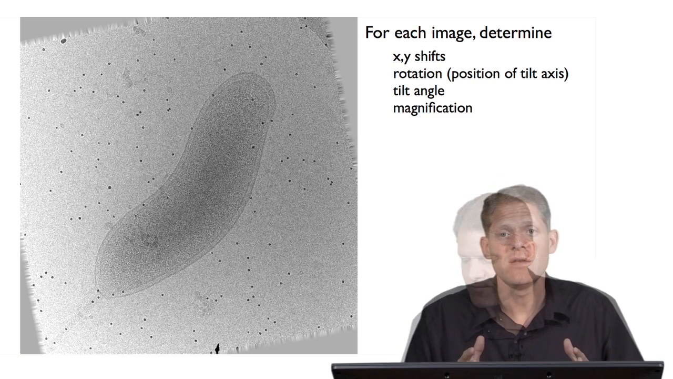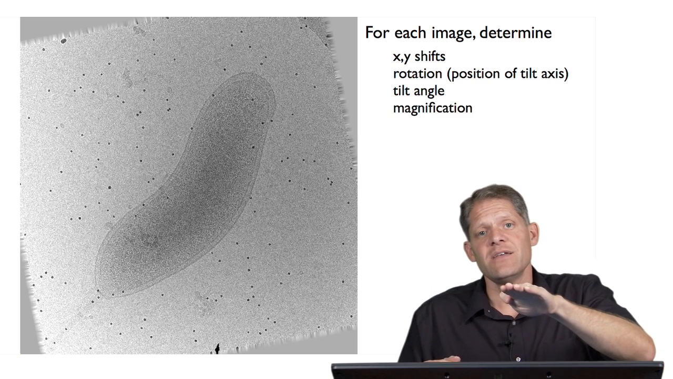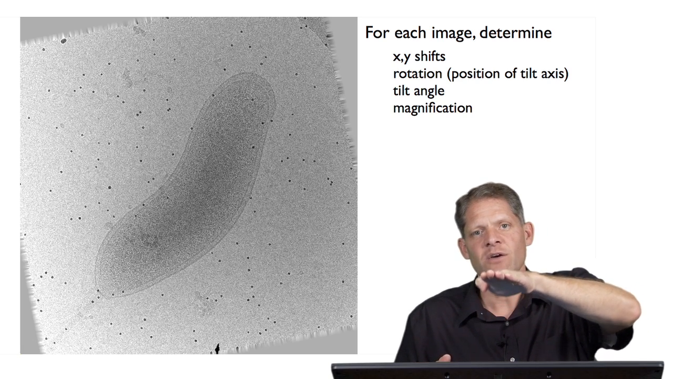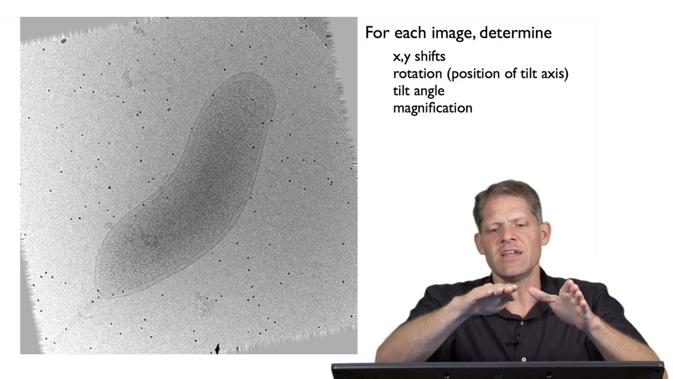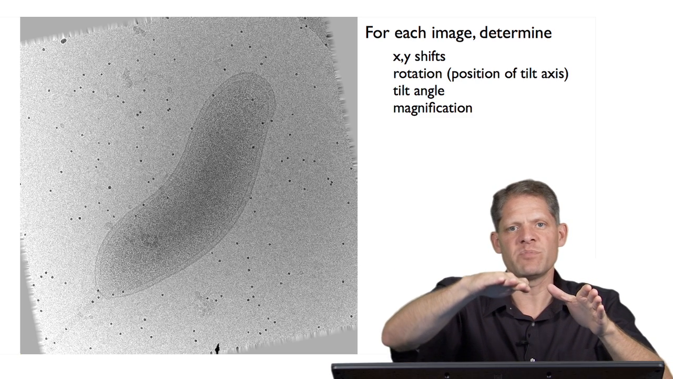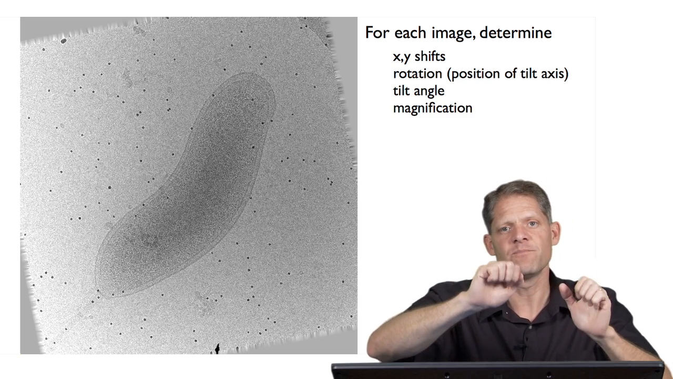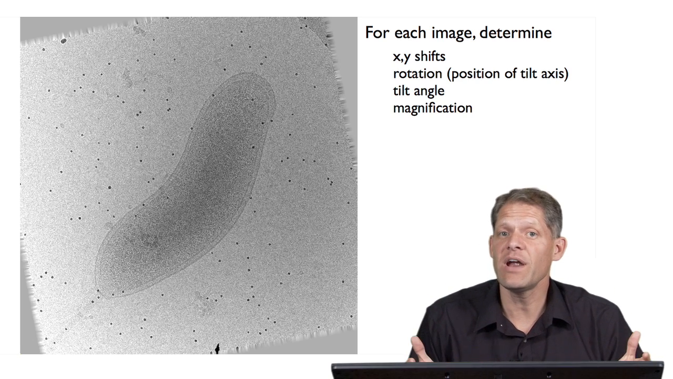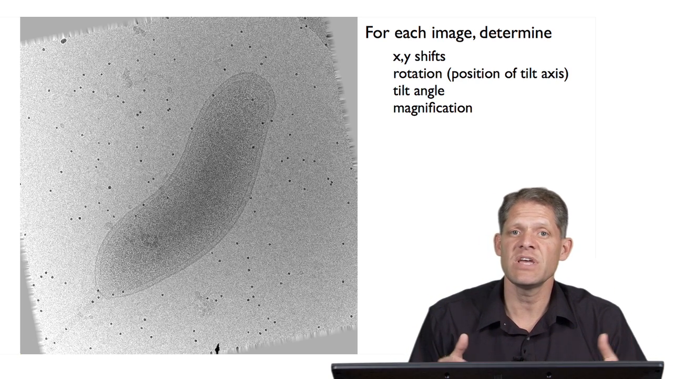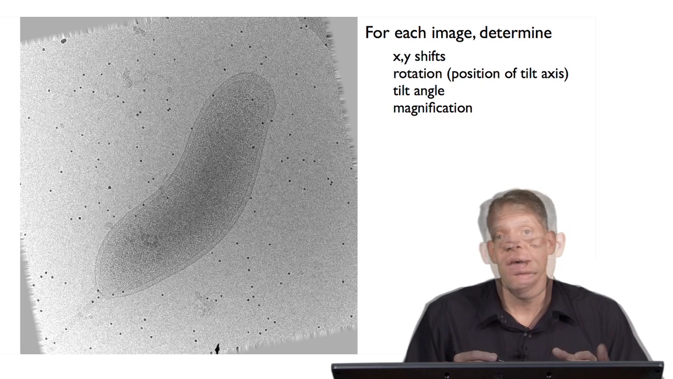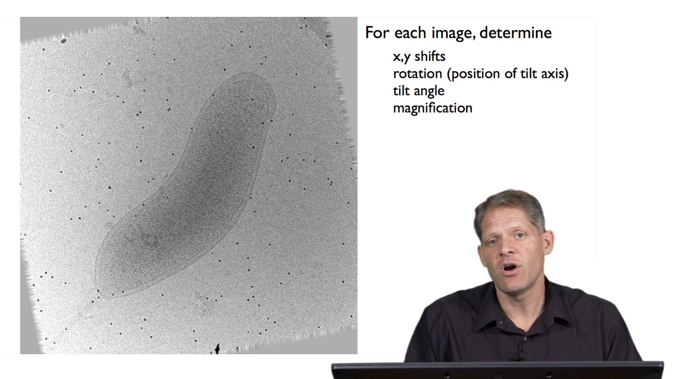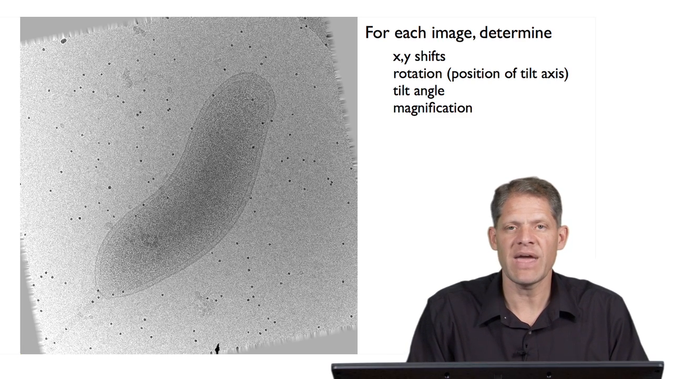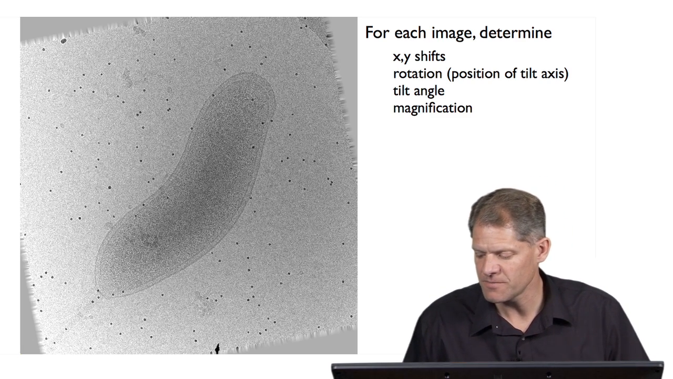tilt angle next. Again, because the sample is actually moving slightly within the objective lens, and it's moving to slightly higher or lower positions as the tilt series is recorded, the magnification of each of those images will vary subtly, maybe 1%, 2%, 3%. And so before we can merge all of these tilted images into a reconstruction, we have to determine the magnification to higher precision.